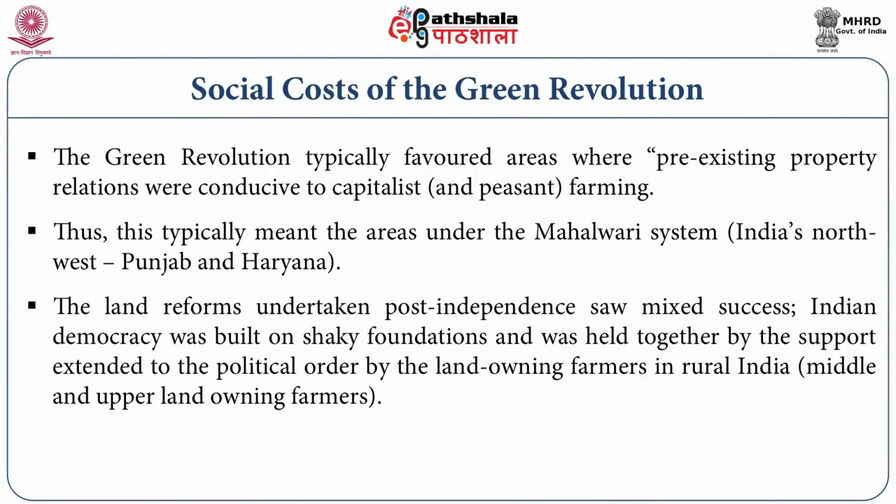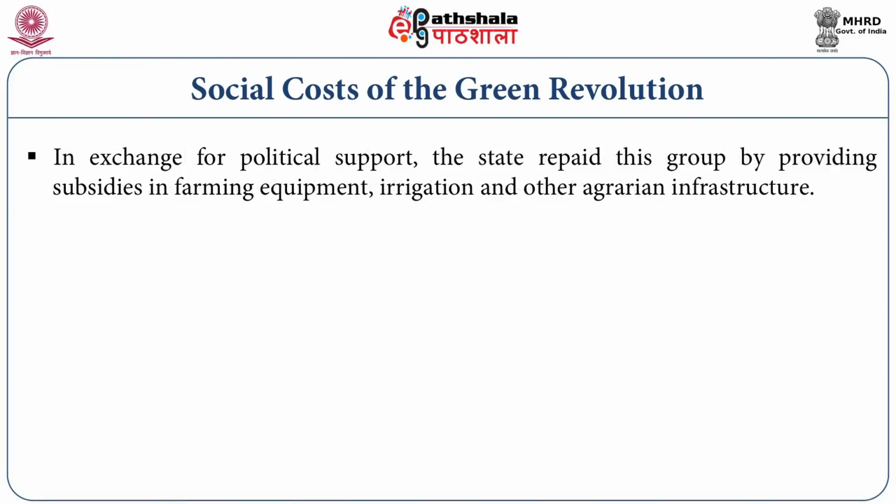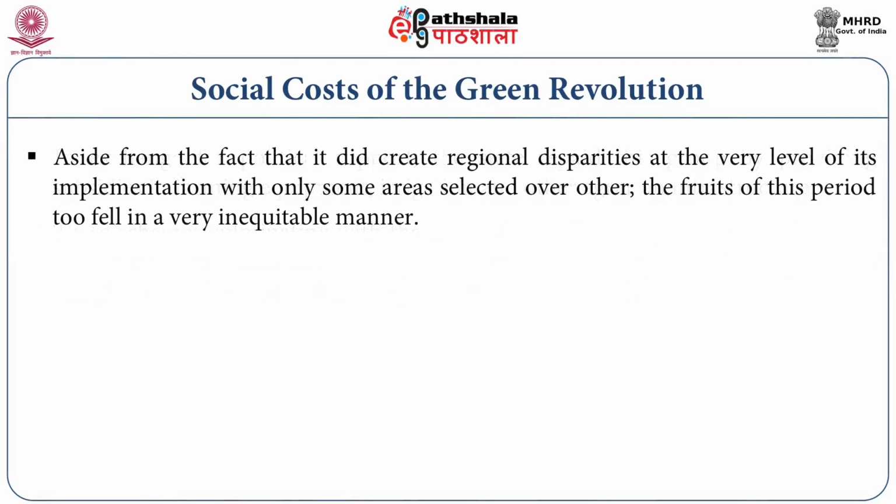Indian democracy was built on shaky foundations and was held together by the support extended to the political order by land-owning farmers in rural India, that is, middle and upper land-owning farmers. In exchange for political support, the state repaid this group by providing subsidies in farming equipment, irrigation and other agrarian infrastructure. These schemes, culminating with the Green Revolution program, therefore saw success in areas which were already pretty well off, in the process leaving a lot of marginal areas in dire need of state support, which was not provided.